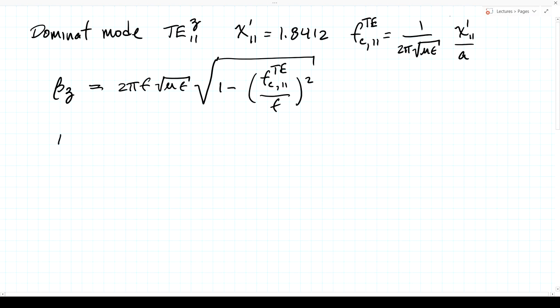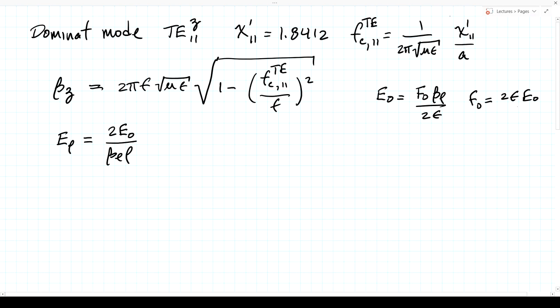Here are the non-zero field components. E rho, and we're going to write the coefficient. We're going to define E0 is equal to F0 times beta rho over 2 epsilon, and then the coefficient is expressed nicely as 2E0 over beta rho rho. That would just mean I'm letting F0 be 2 epsilon E0 over beta rho, and that beta rho gives me a factor to combine with the rho. So rho has dimensions of meters, beta rho of inverse meters. Combined, they're dimensionless, so that's always nice.